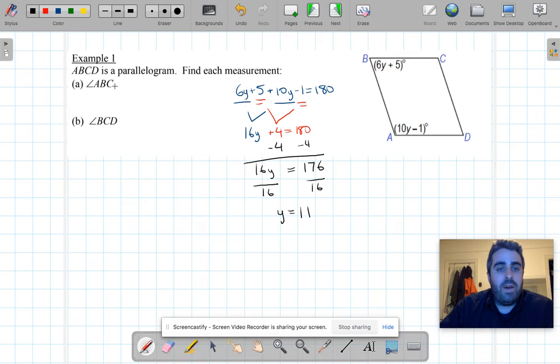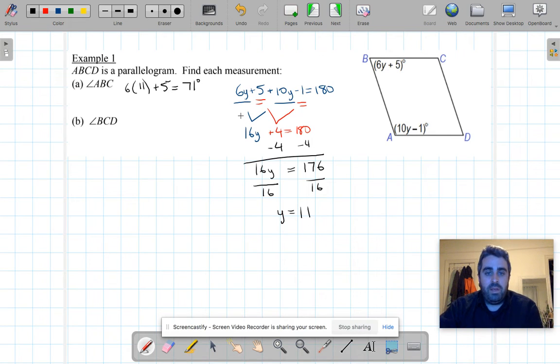So if we want to find the measure of ABC, we're simply going to plug in. We see angle ABC is 6y plus 5. So I'm going to say 6 times, we know y is 11, so plug in 11, plus 5. 6 times 11 is 66. 66 plus 5 is 71. So angle ABC is 71 degrees.